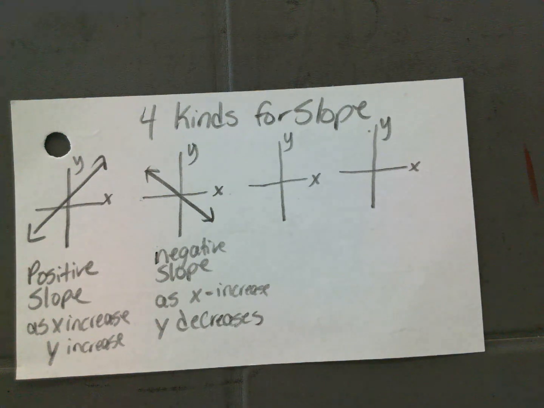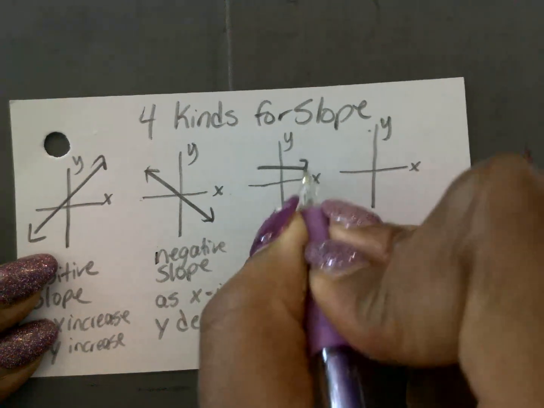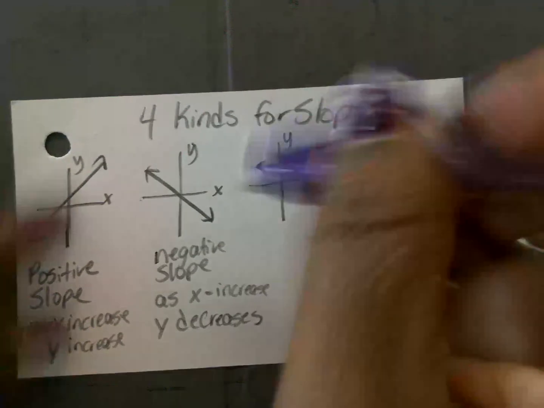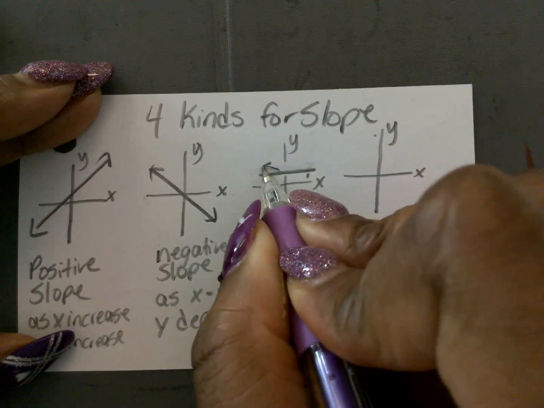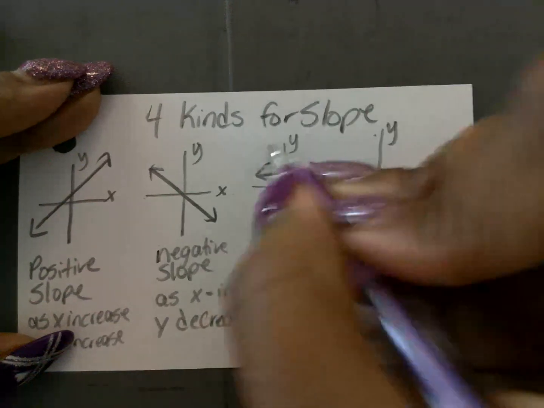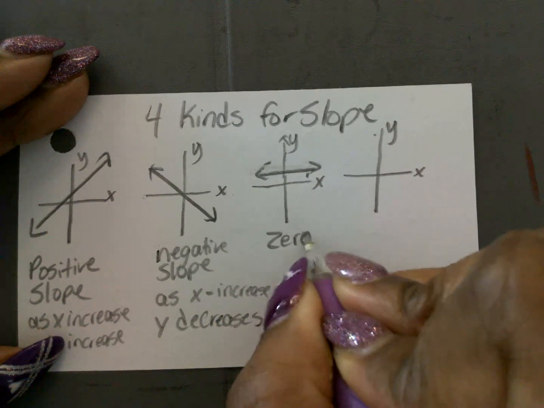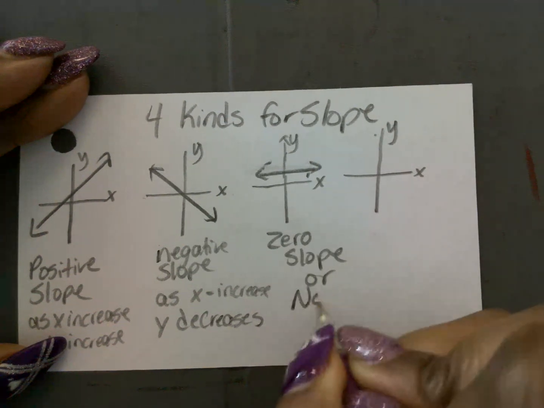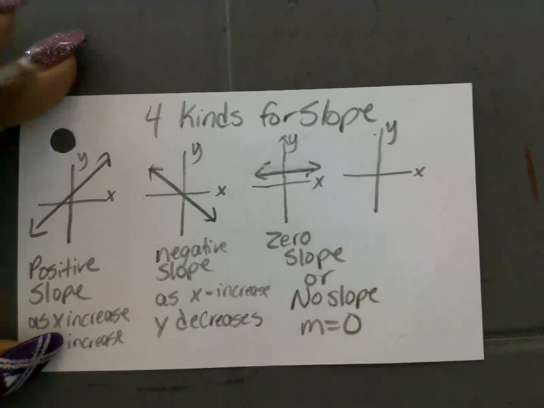Now we have a flat line. I need to make this look like a flat line for real. This is horizontal. Horizontal lines have zero slope. Or another way to say zero slope is just no slope. Okay? There's no slope to it. That means m is equal to 0.